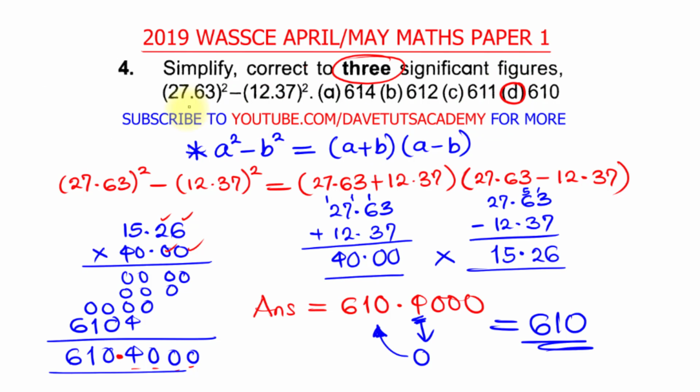And you can see, understanding the simple rule of mathematics that we can employ, the difference of 2 squares, helped us to solve this question easily, and we got our answer to be 610 without using the calculator. Isn't that lovely? I think that's great.